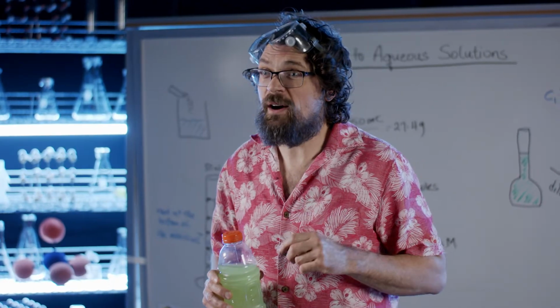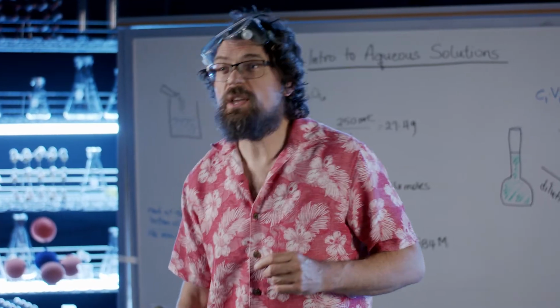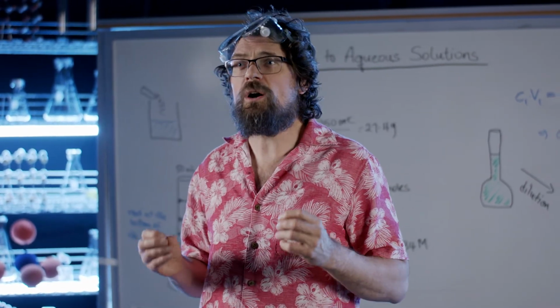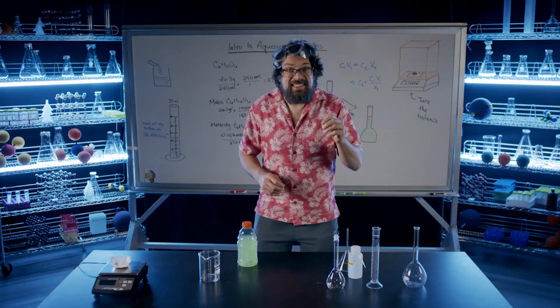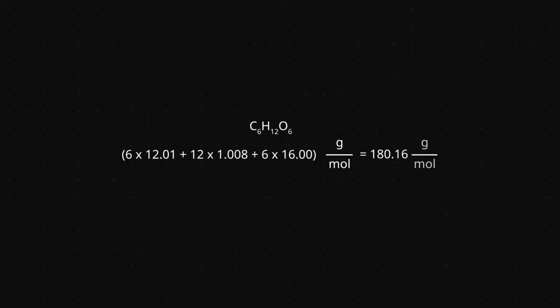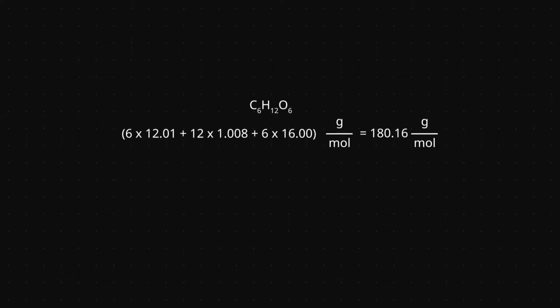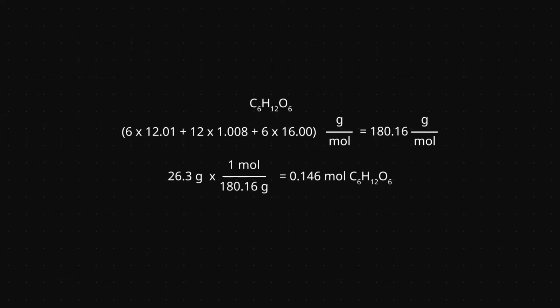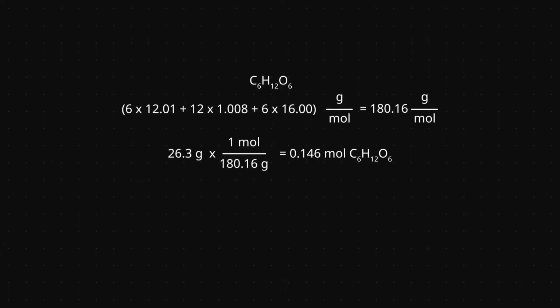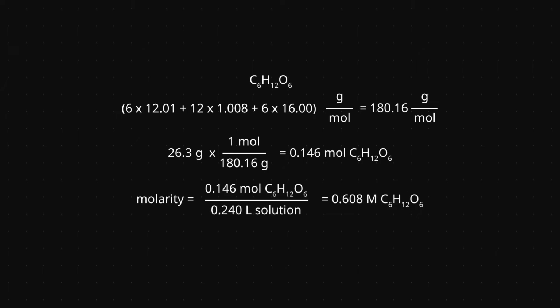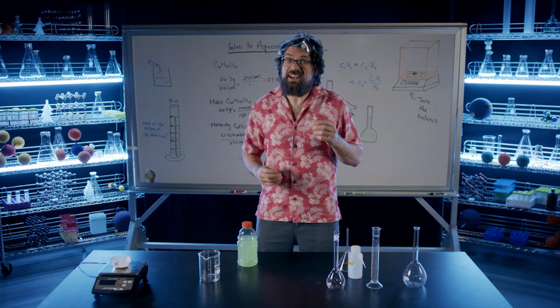Now, chemists like to think about concentrations in terms of molecules so that we can use the units of molarity, which are moles per liter. To get this, let's first convert grams to moles. Dextrose is C6H12O6. Its molar mass is 180.2 grams per mole. Using our usual calculation, we see that we have 0.146 moles of dextrose. That seems reasonable. Now, to calculate the molarity, we divide the moles of dextrose by the volume of solution to get 0.608 molar. Again, that seems pretty normal.